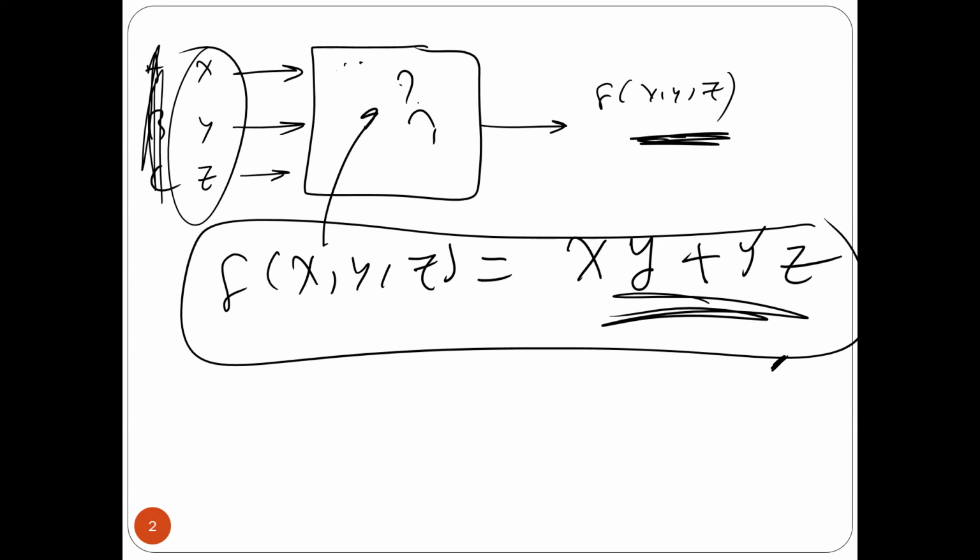Any questions? Yes. Is the order of operations for Boolean algebra the same as it is for standard algebra?